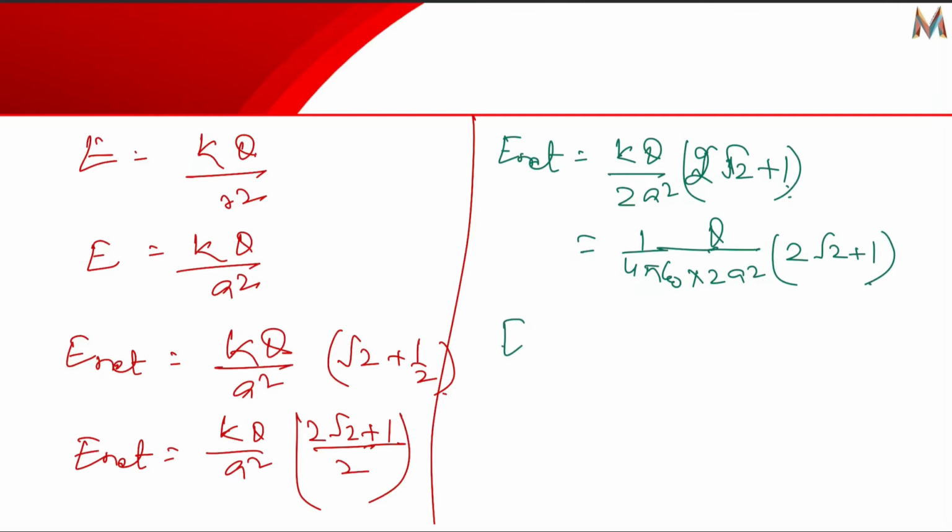So finally we can write, at the fourth point, E net will be equal to Q by 8 pi epsilon naught A square times 2 root 2 plus 1. So this is our answer.